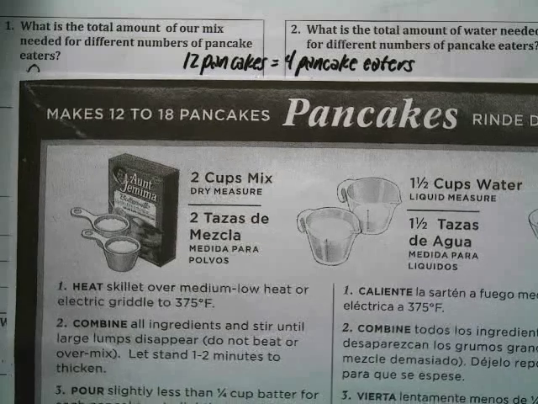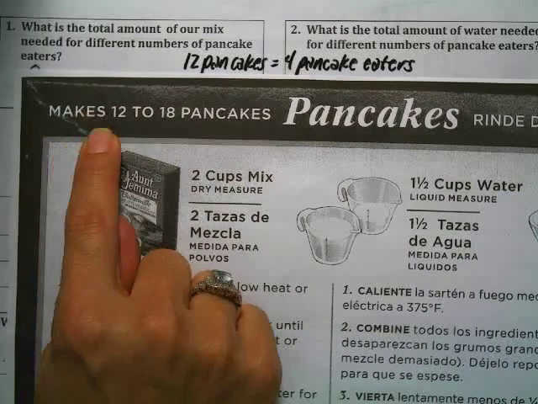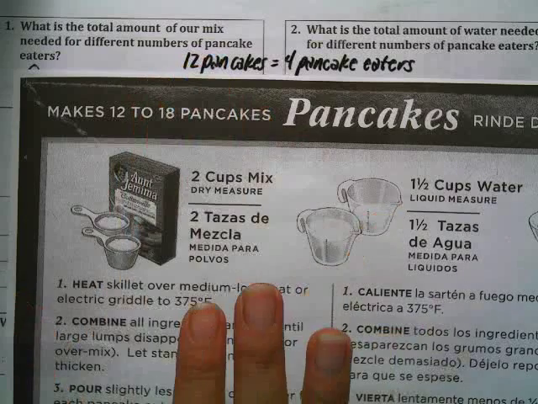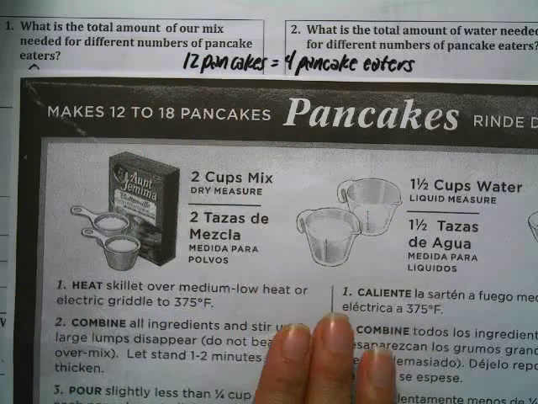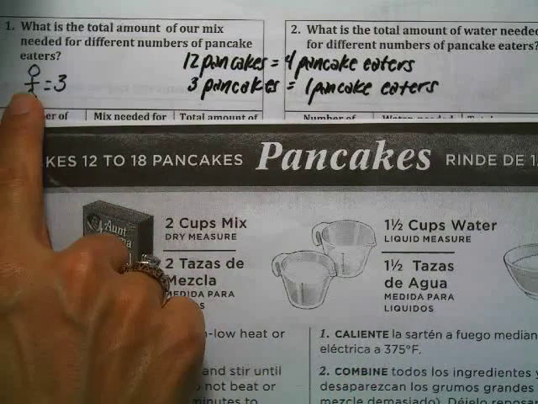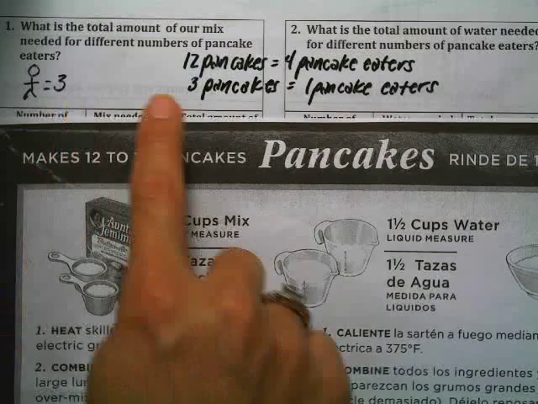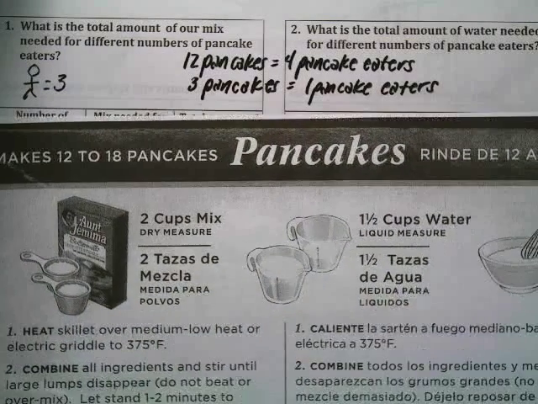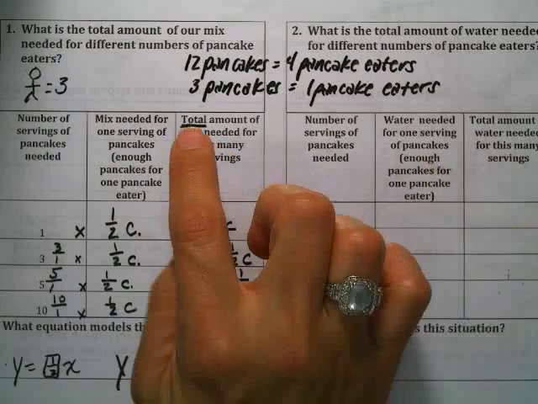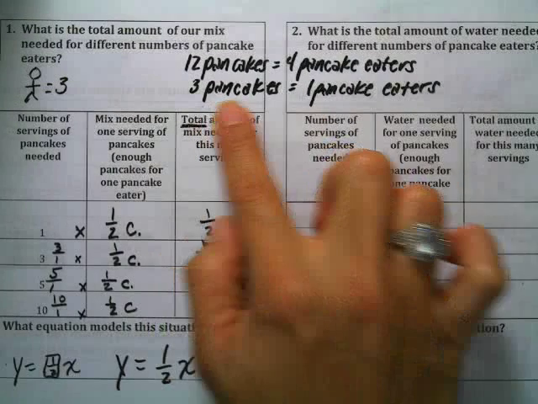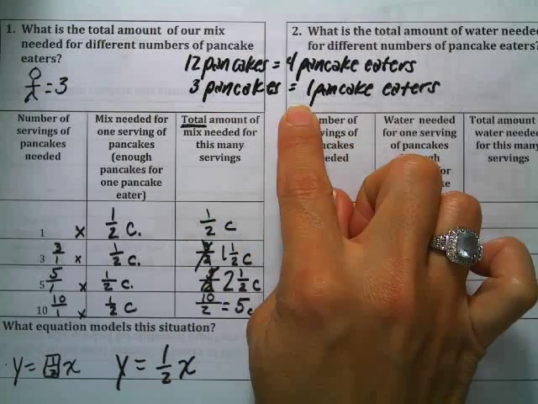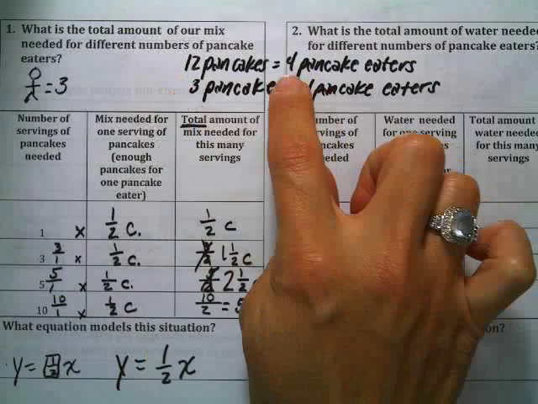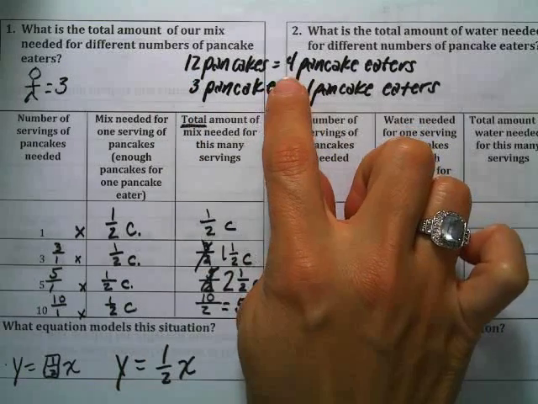And what it says, right at the top, is makes 12 to 18 pancakes. Well, I don't want to make 12 pancakes. I just want to feed just one guy, and he only eats 3 pancakes. So, if I know that 3 pancakes is going to be enough for 1 pancake eater, then proportionally, 12 pancakes is going to feed 4 pancake eaters.